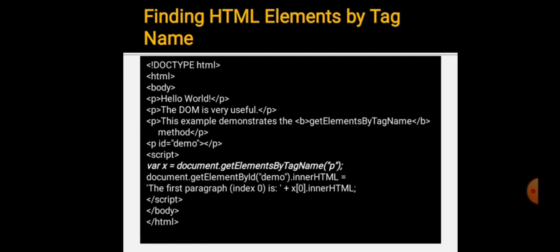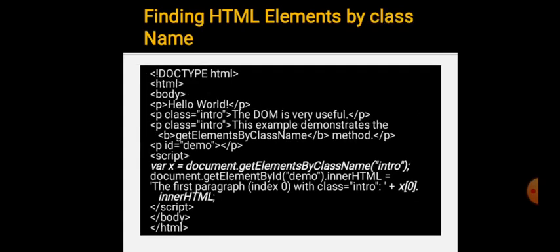So the difference between getElementById and getElementsByTagName is that getElementById is used for finding an HTML element pinpointly. But getElementsByTagName will return a list of elements which have that particular tag name. Clear? Okay. Then the next function is finding an HTML element by its class name.